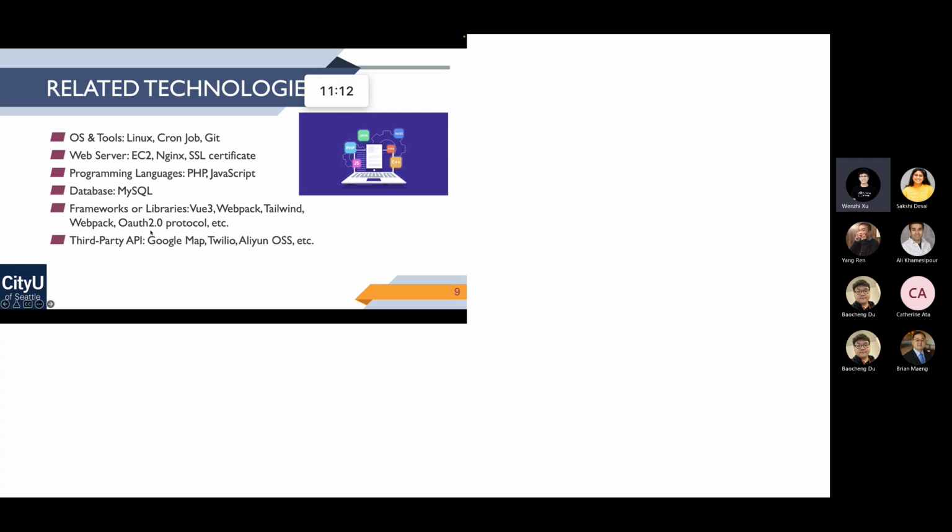There's a mistake here. I also use the OAuth 2.0 protocol to verify the user identity. For third parties, I use Google Maps for planning the routes for delivery, and Twilio for sending verification codes and other messages to customers. The other one is Aliyun OSS, which I use to store images. That's it.